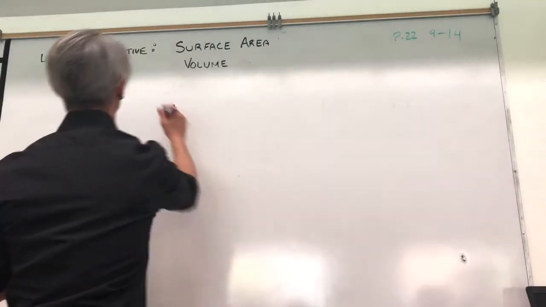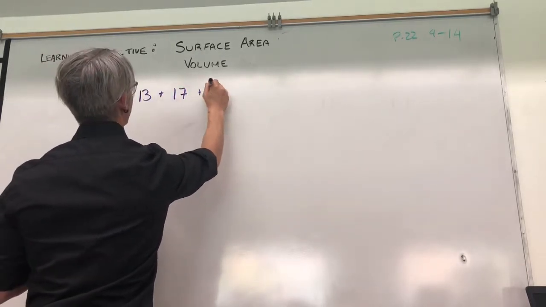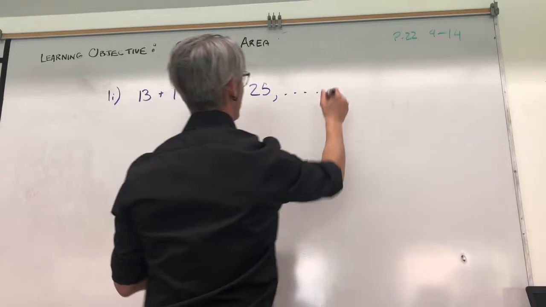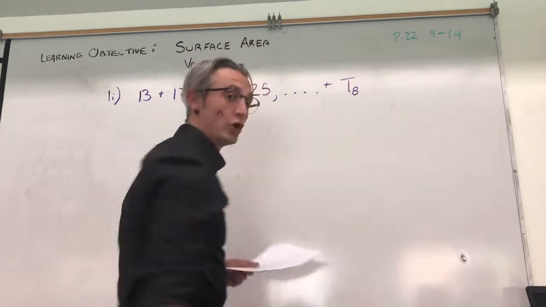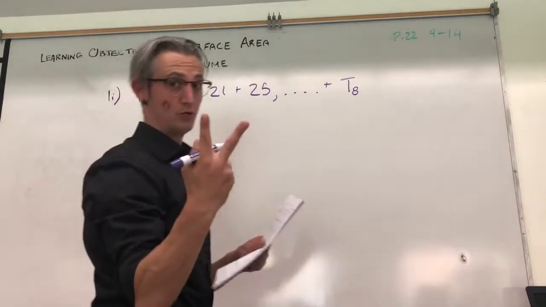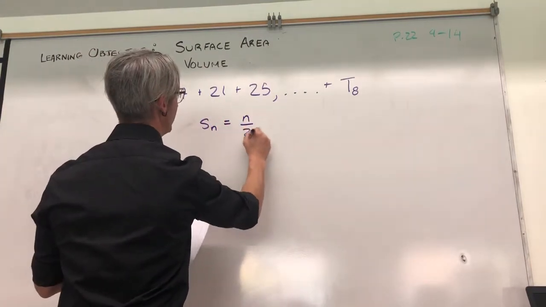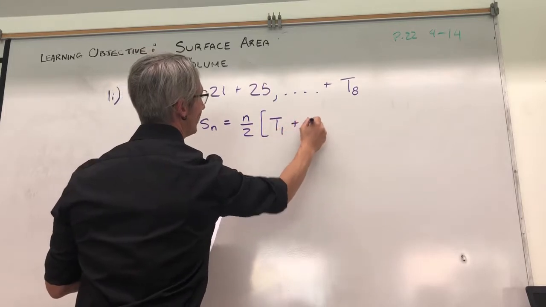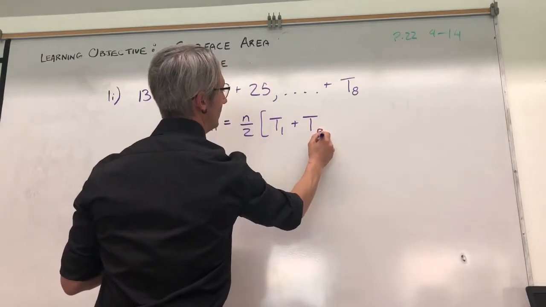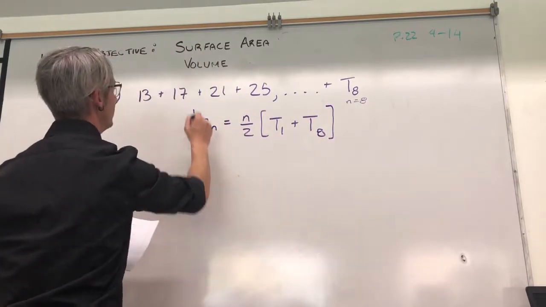1i. So we have 13 plus 17 plus 21 plus 25, and we're going all the way to an 8th term, which we don't know, T8. Now I know that I have two equations. The first one that they give us is Sn is equal to n divided by 2 multiplied by the first term plus the last term, Tn, or we could write T8 because we know we go all the way to T8.